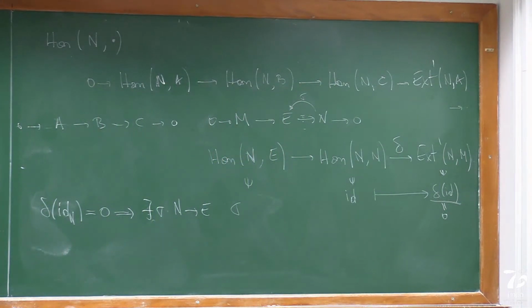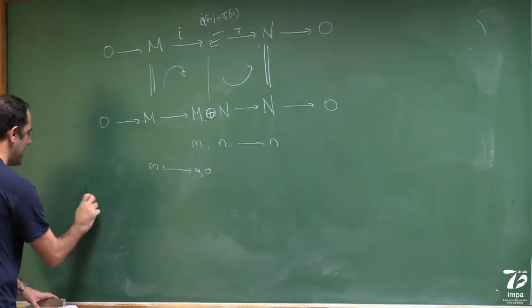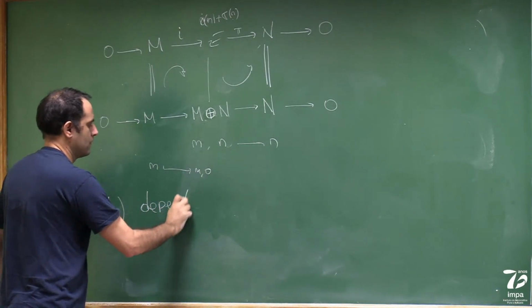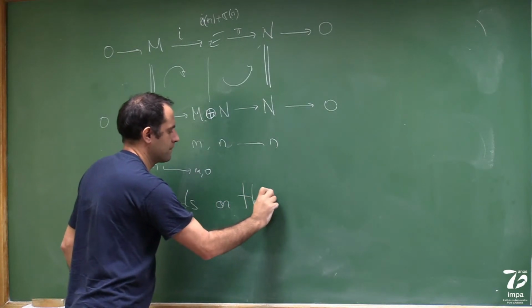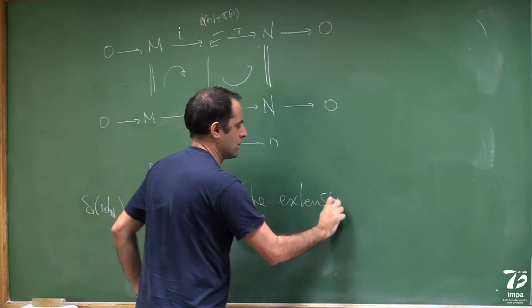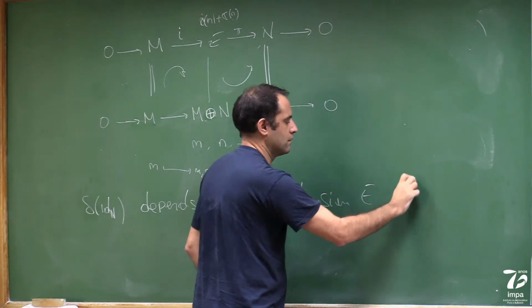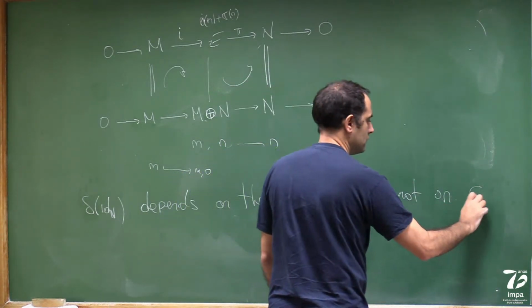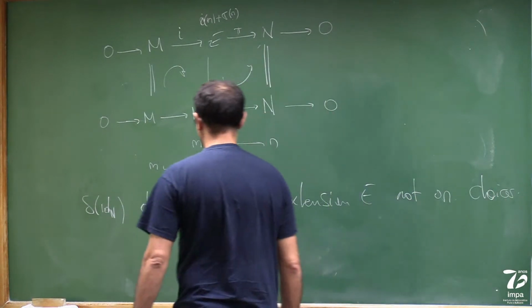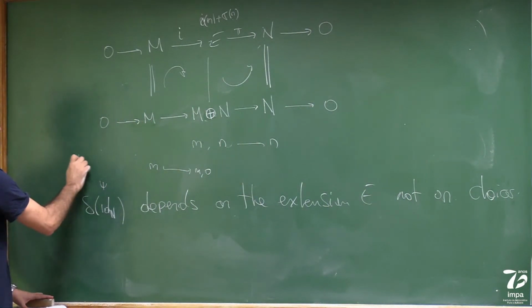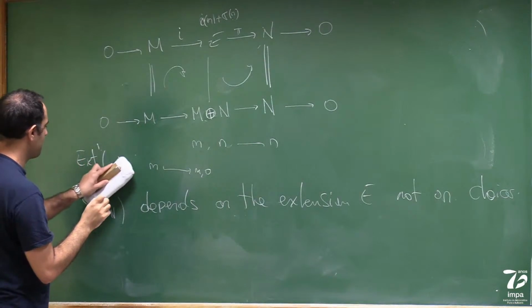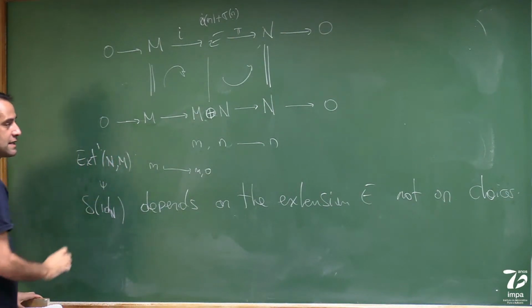So that class, which is delta of the identity of n, depends on E, on the extension E, and not on the choices that I made. So that's going to be an element in Ext^1 of n, m, that is given by the extension.